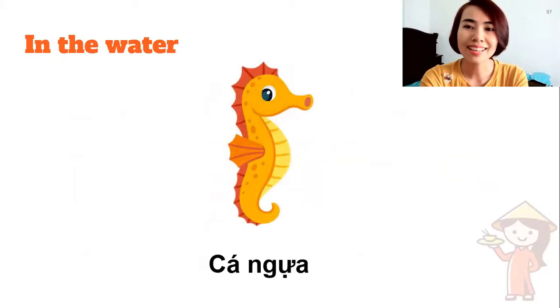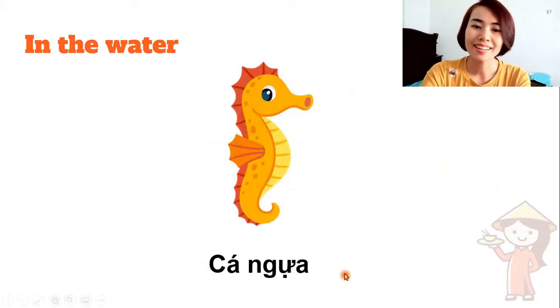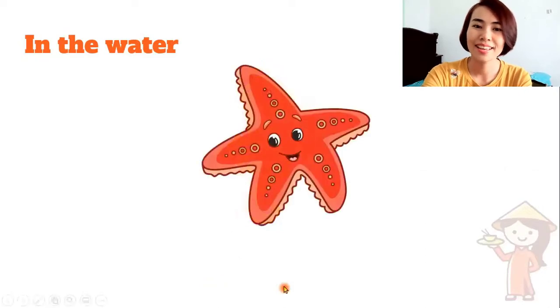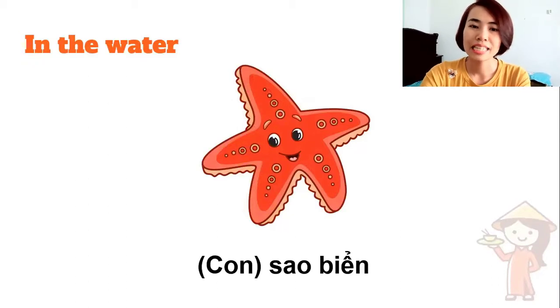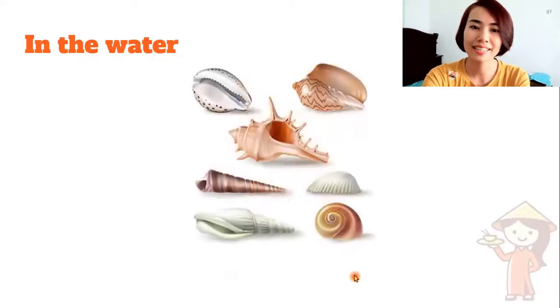Seahorse, cá ngựa. Ngựa is the noun for horse, and it lives in the sea like a fish. So we have cá ngựa. Okay. And the starfish, sao biển. So sao is star, and biển is the sea, the star in the sea. Con sao biển.